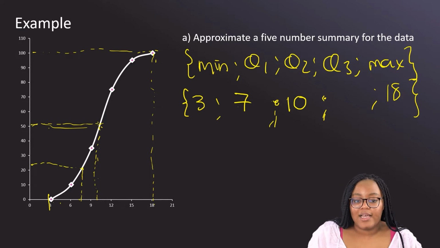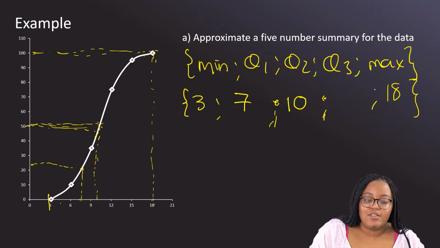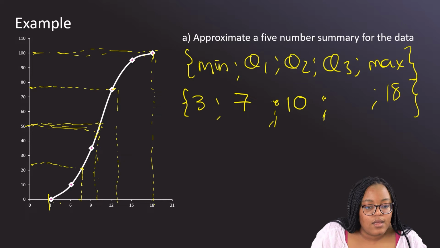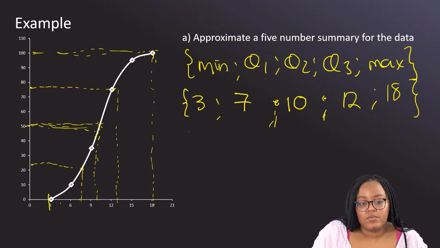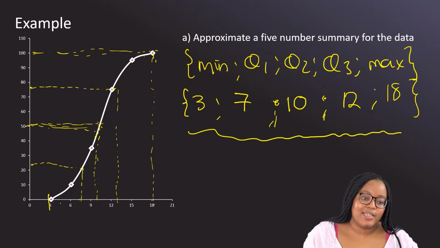And our upper quartile, Q3, is going to be in the topmost 75%, that is between our midpoint and our topmost value, between 50 and 100, that is going to be at 75 approximately. Therefore, that will lie at about 12. This is our approximation of our 5-number summary using our ogive.